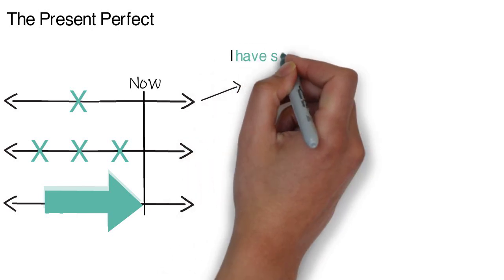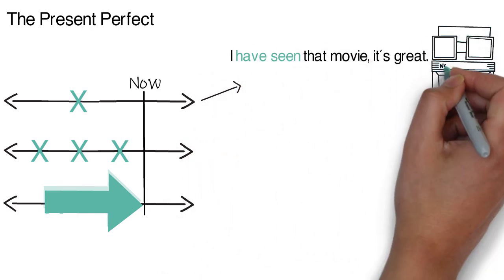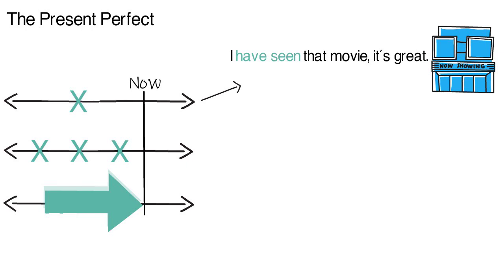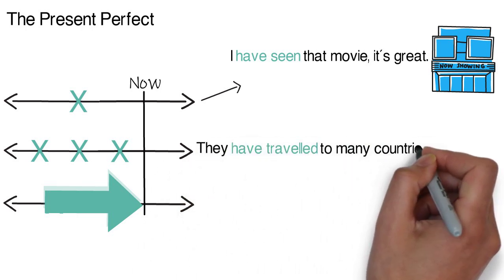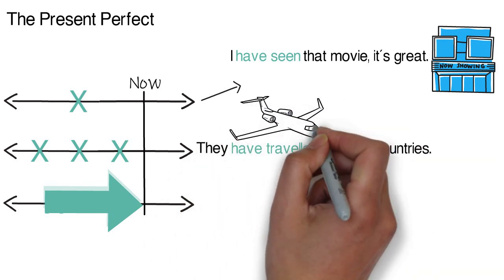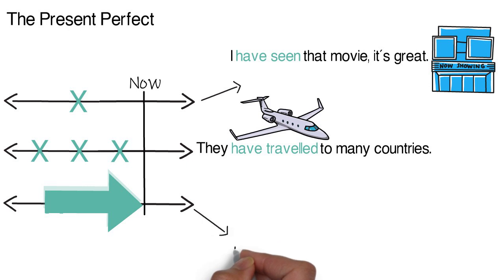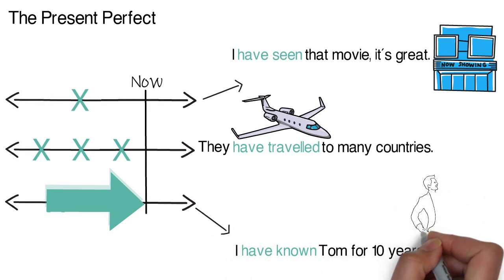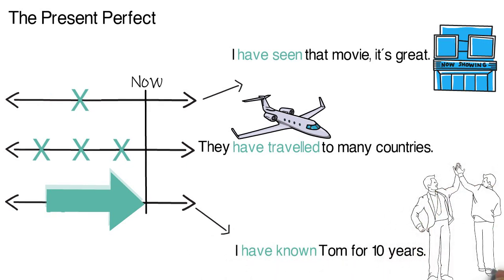So, for example, I have seen that movie, it's great. They have traveled to many countries. I have known Tom for 10 years.